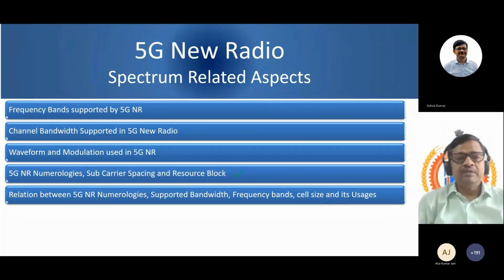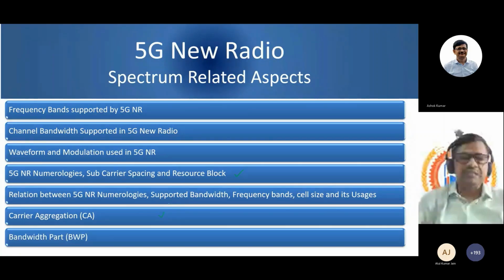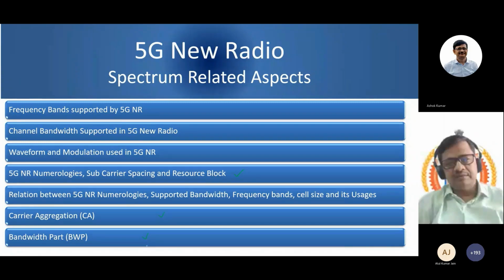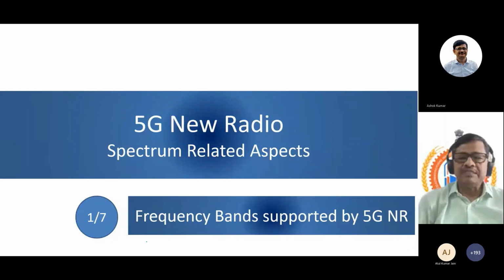And then we'll be talking about the relation between numerology, supported bandwidth, frequency band, cell size, latency, and its uses. And then we will talk a little bit about carrier aggregation concepts and use cases, and something more on bandwidth part. So we'll try to cover these topics in 1.5 hours from now. Okay, so let us start with frequency bands supported by 5G new radio.